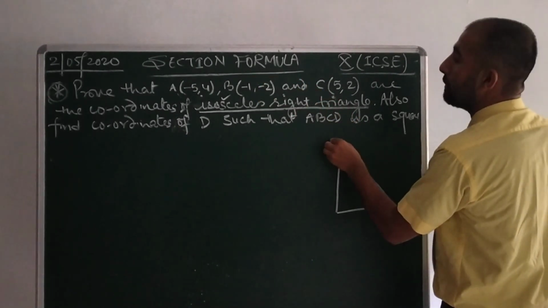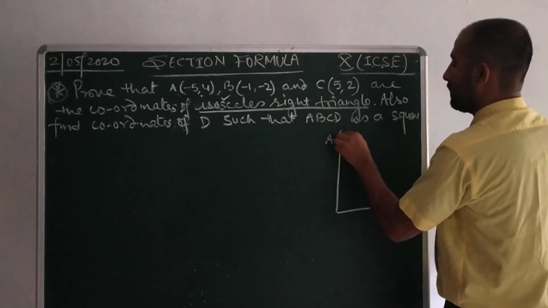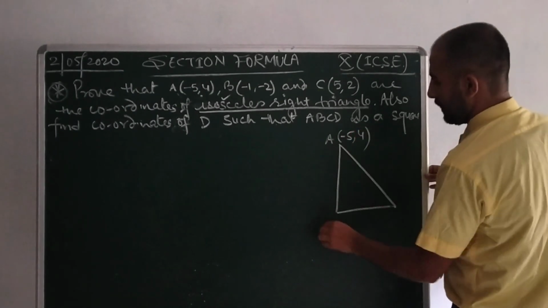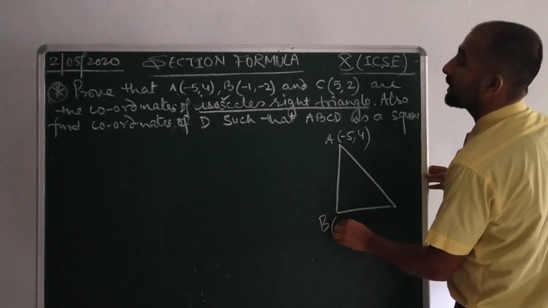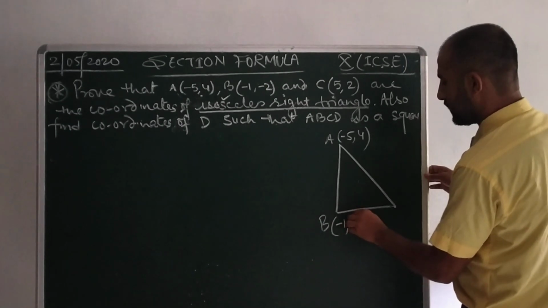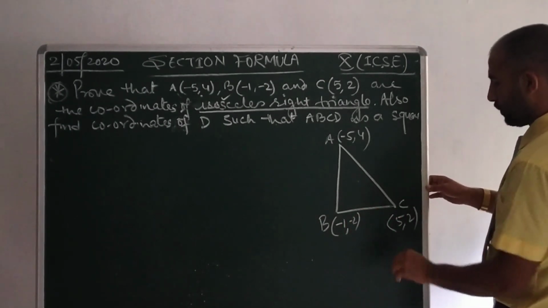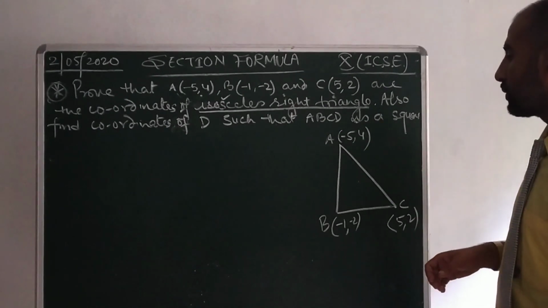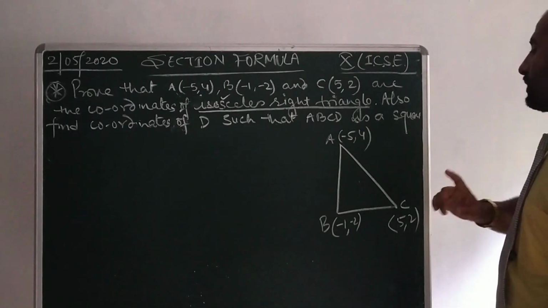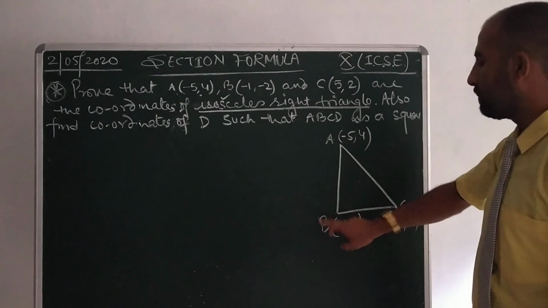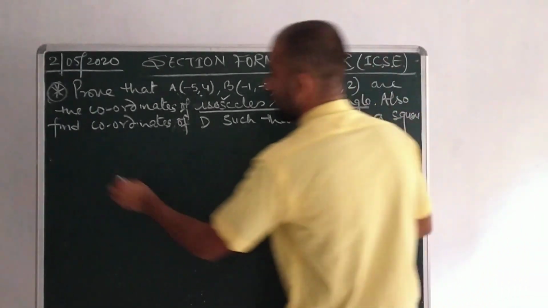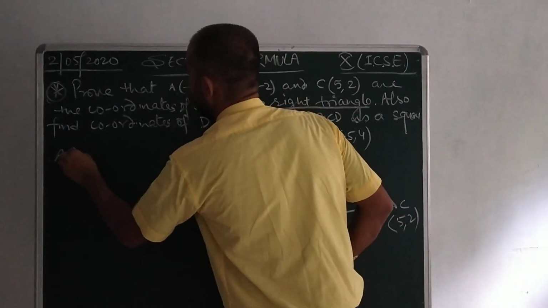A, I'll keep here, minus 5 and 4. B, I'll keep here. It will give you minus 1 and minus 2. And C, it's 5 and 2. Okay, so first we are going to find the distance between A and B. Let's see how to find distance AB.